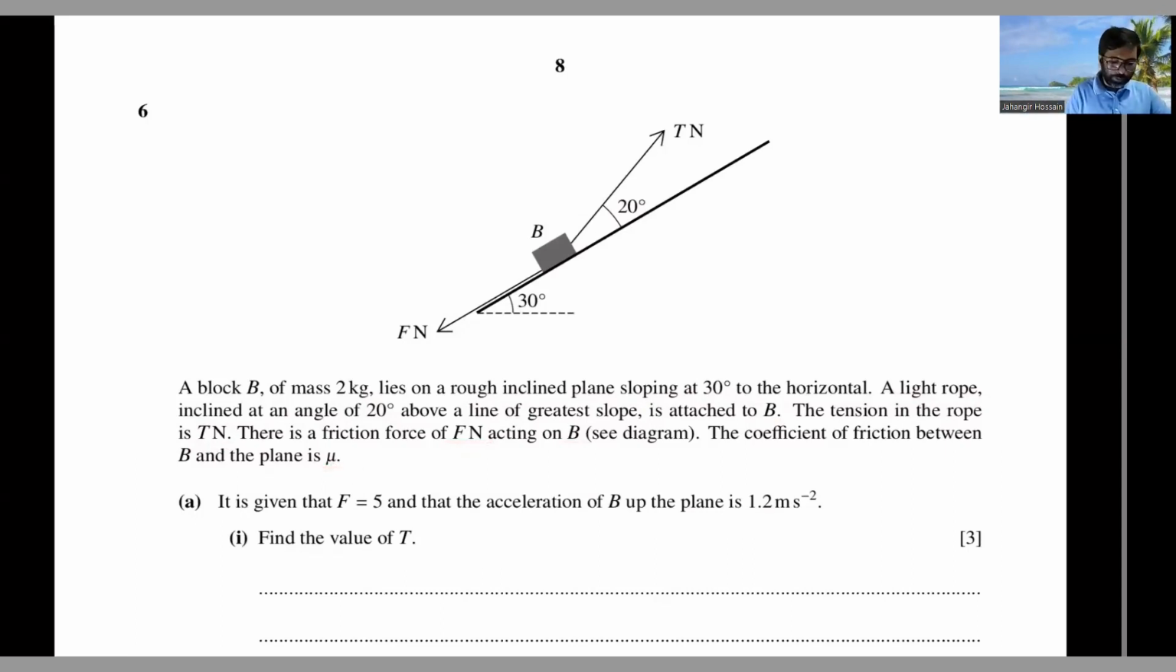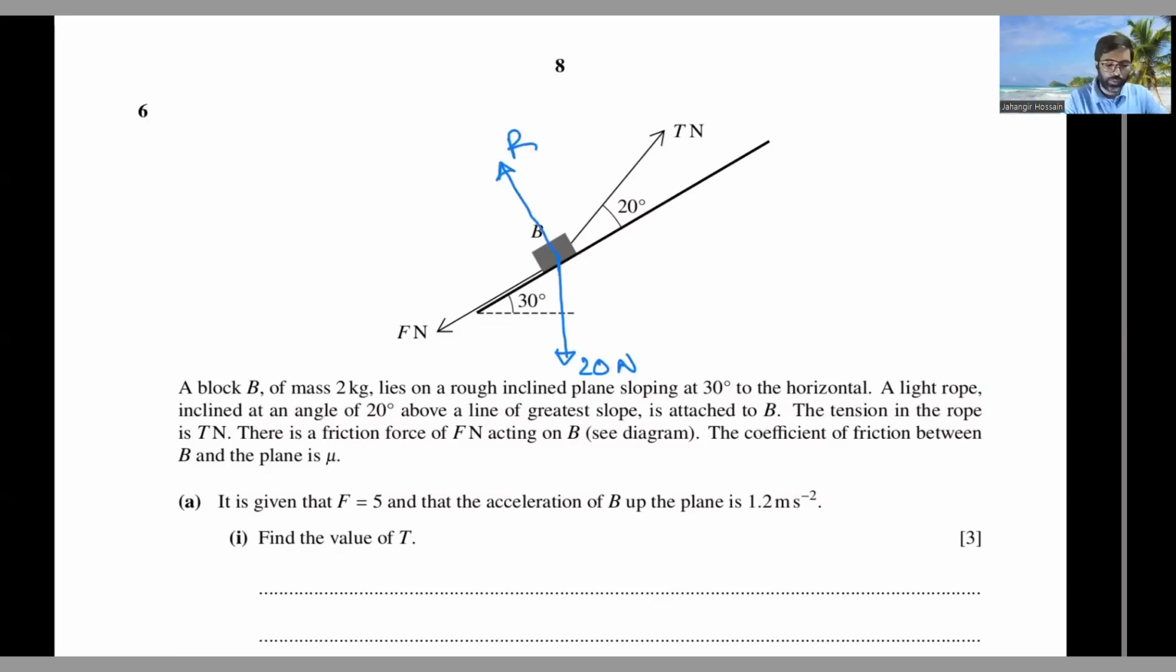Now, in part A, it is given that friction is 5 Newton and the acceleration of B up the plane is 1.2 metres per second squared, and the value of g is 10. So now we have the exact value of the friction, which is 5 Newton, and the block is moving up. So you have to find the value of T. To find the value of T, before that, we have to figure out what other forces are acting on the block. The forces we figure out are weight, the mass 2 kg, the weight is 20 Newton, and there is normal reaction.